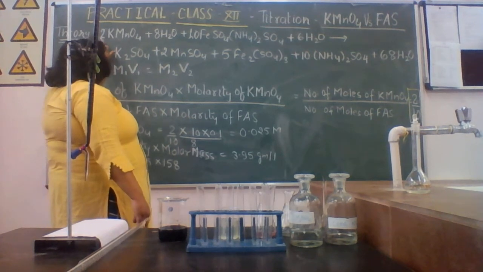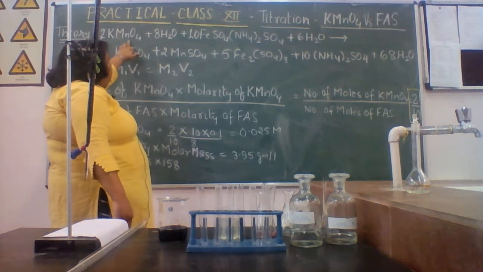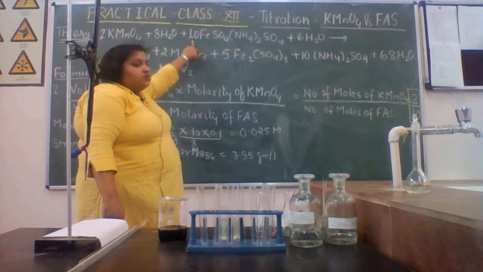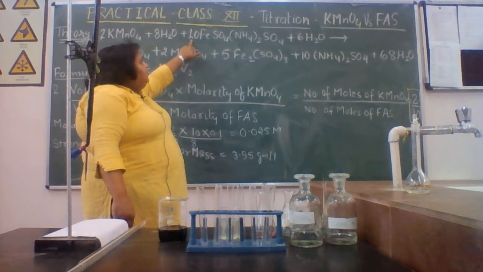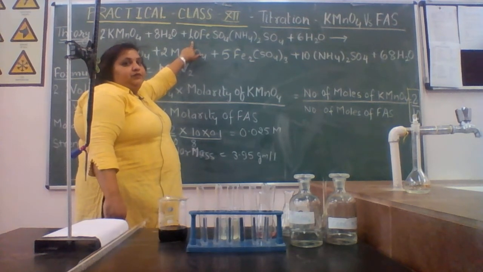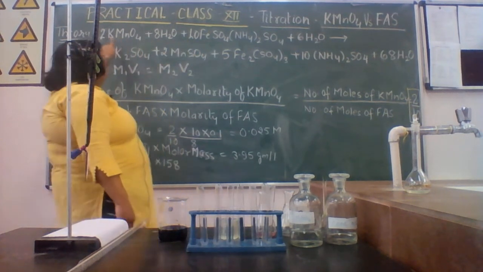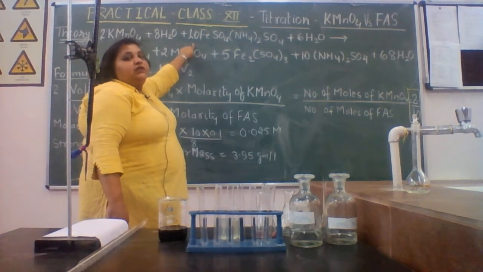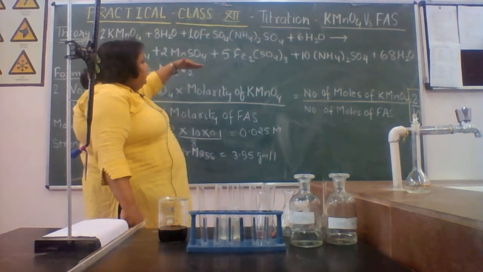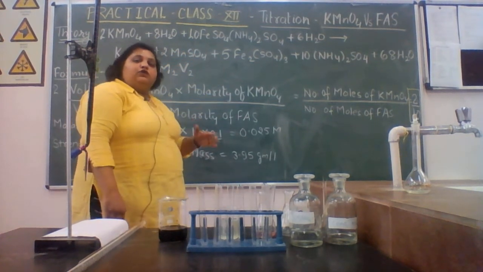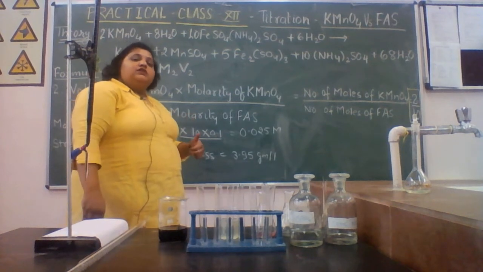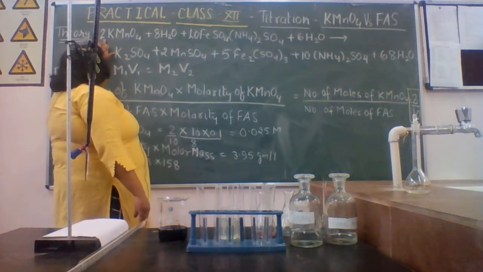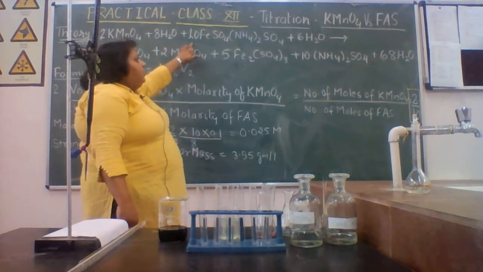Now, you can see here the 2 moles of KMnO4 are equal to the 10 moles of ferrous ammonium sulfate or Mohr's salt. This is the very important thing here. Since you can see the stoichiometric coefficients of both are different, right, directly you cannot use the dilution formula M1V1 is equal to M2V2. Here you need to account for these stoichiometric coefficients.